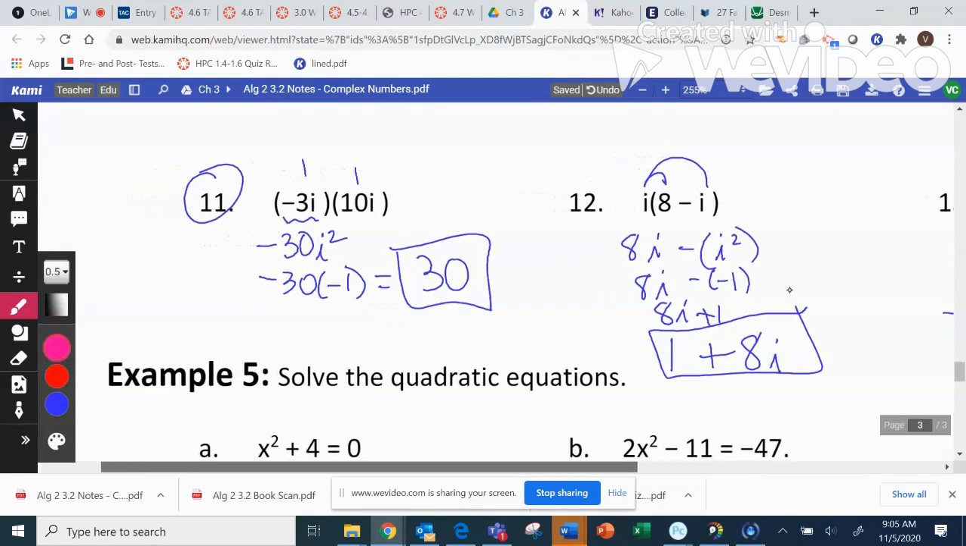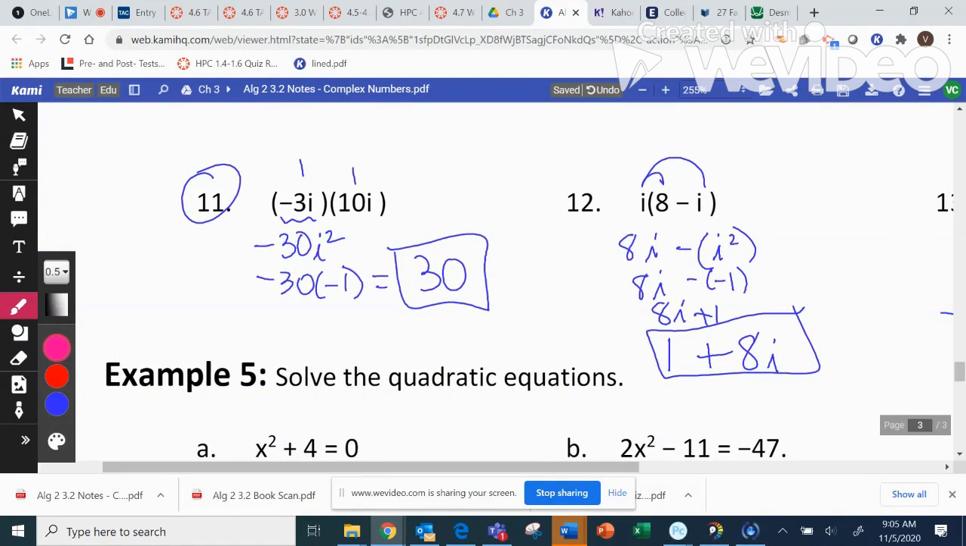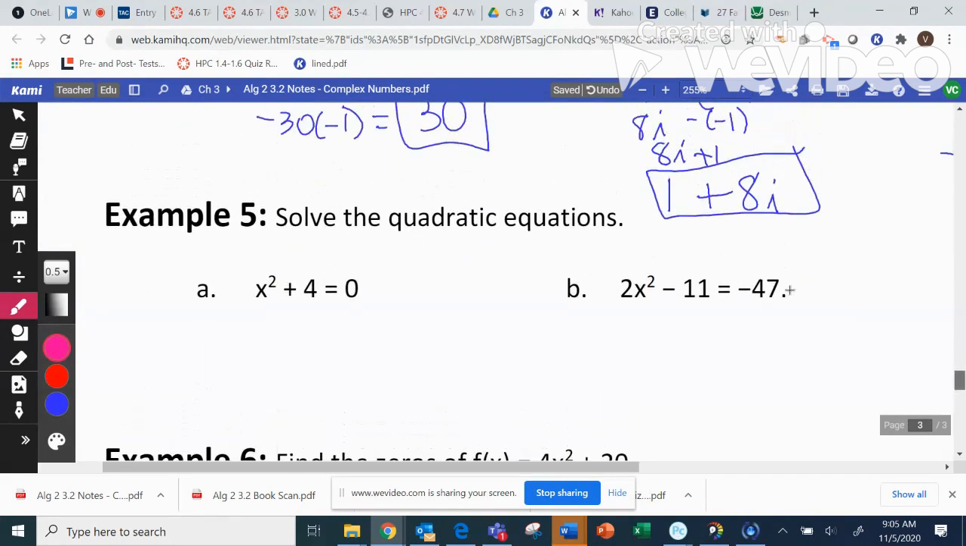All right, the last little bit of this, solve quadratic equations. So this is what you were doing the past day or so, solving quadratic equations. If I have x squared plus 4 equals 0, I can solve this by factoring, graphing, or square roots. You have to start analyzing this and decide what you think would be the easiest to solve this by.